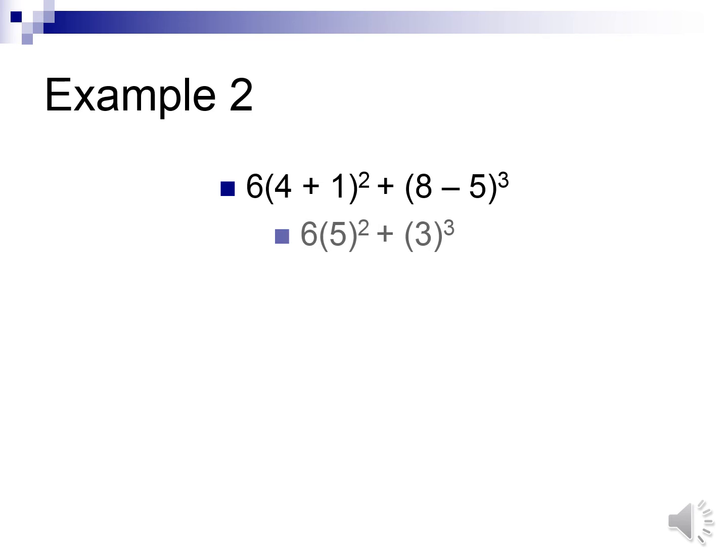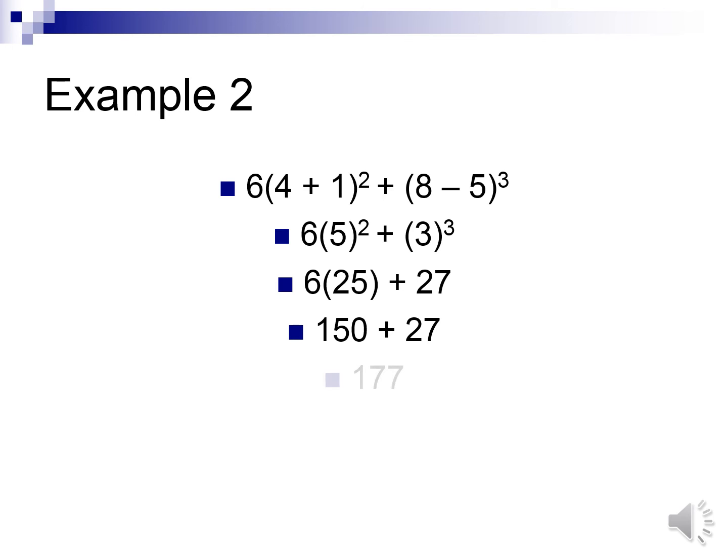Here's example number 2. The first thing I want to do again is take care of the parentheses. I do that twice. 4 plus 1 is 5. 8 minus 5 is 3. I then will take care of my exponents. 5 to the 2nd power is 25, and 3 to the 3rd power is 27. I then am going to do multiplication of 6 and 25 to get 150. My last step will be to add 150 and 27 to get 177.